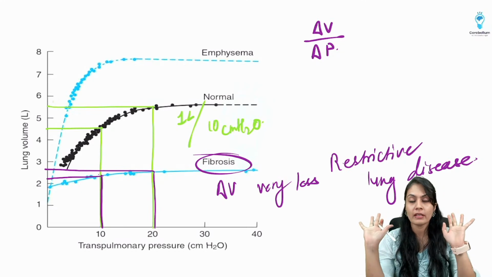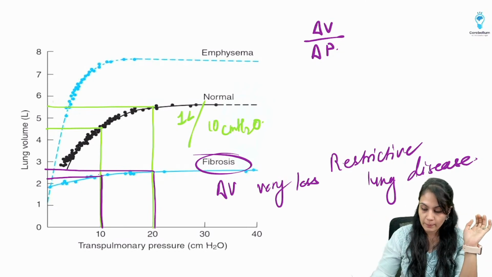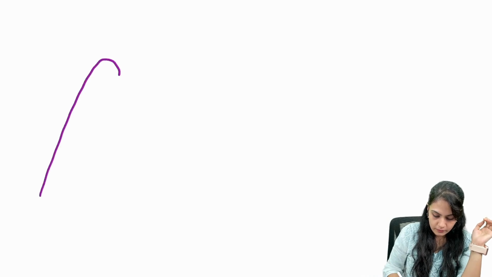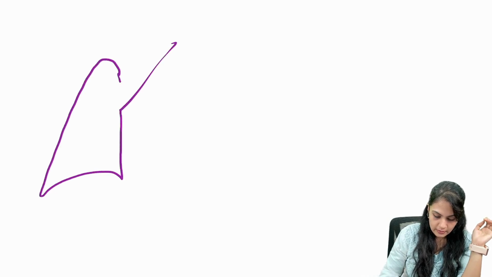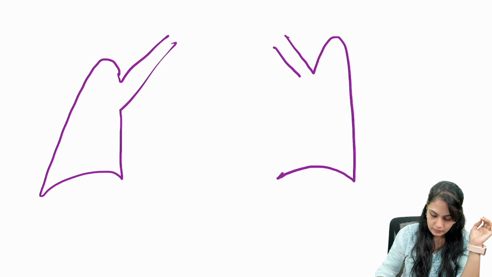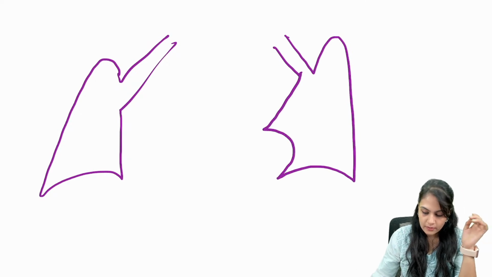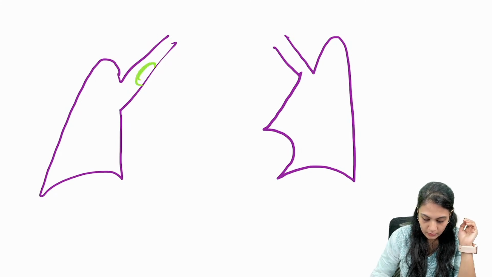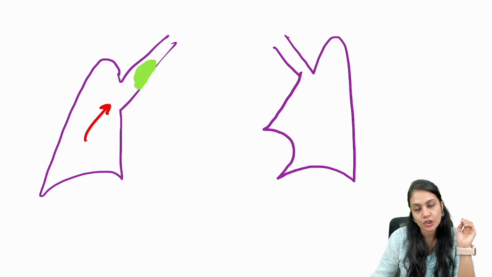How to differentiate between restrictive and obstructive? Simple funda over here. What is the funda? Suppose this is the lung and these are the airways. Okay, again this is the lung and this is the airway. Now understand, I have drawn two lungs over here. Suppose there is a tumor in the airway in between, or there is a compression of airway. What is going to happen? The air is obstructed to go out.